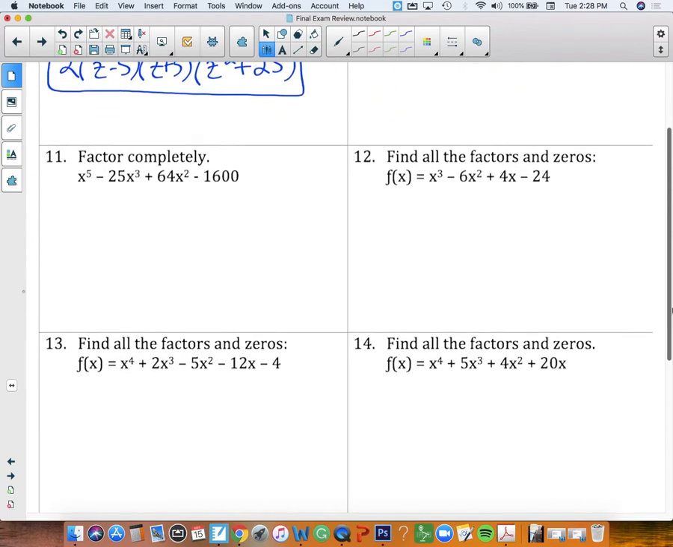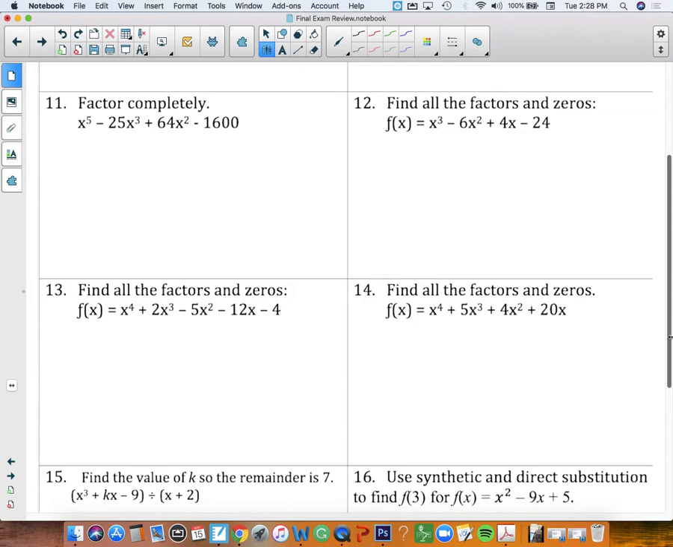Okay, 11, 12, 13. Let's look at 11. Factor completely. One thing you can do if you have 4 terms, 1, 2, 3, 4 terms, is see if you can factor by grouping. That means cut it in half. Can I factor something out of the left and something out of the right?